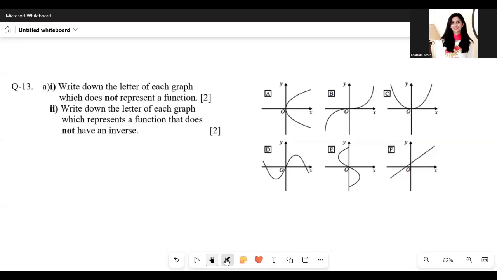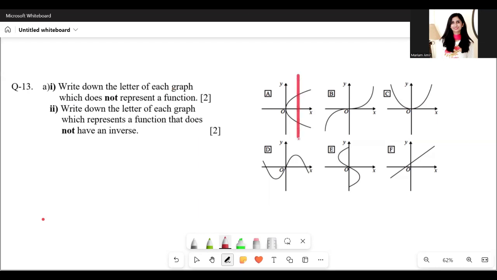Here's another question on function, which says to write down the letter for each graph which does not represent a function. Now we know that for that we have to do a vertical line test. This one fails the vertical line test because the line cuts the graph at more than one point. This one passes it, this one passes it, this one passes it, this one fails it, and this one passes it. That means A and E, these are not graphs of function. The rest are.